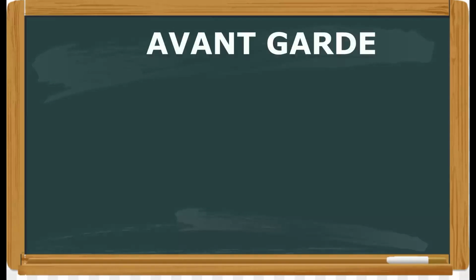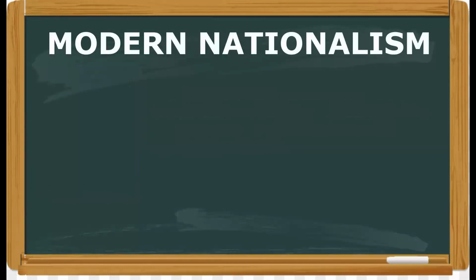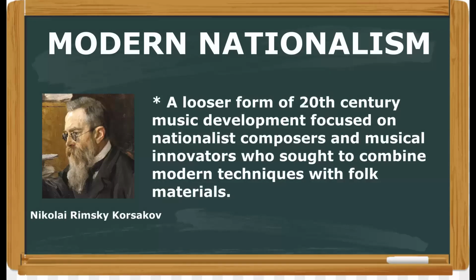Next, we have avant-garde. It is a style that was associated with electronic music and dealt with parameters or dimensions of sounds in space. Next, we have modern nationalism. It is a looser form of 20th century music development focused on nationalist composers and musical innovators who sought to combine modern techniques with folk materials.